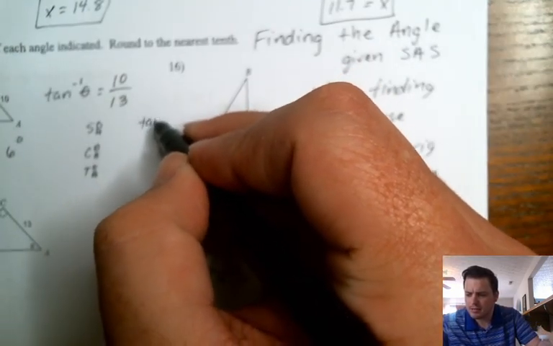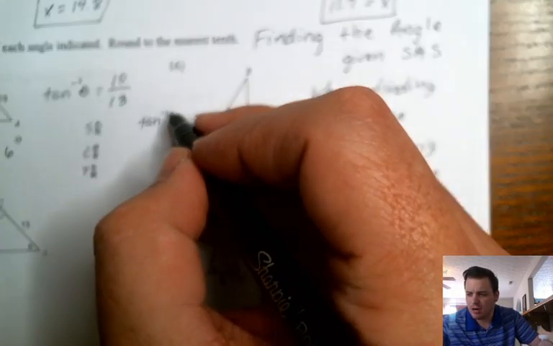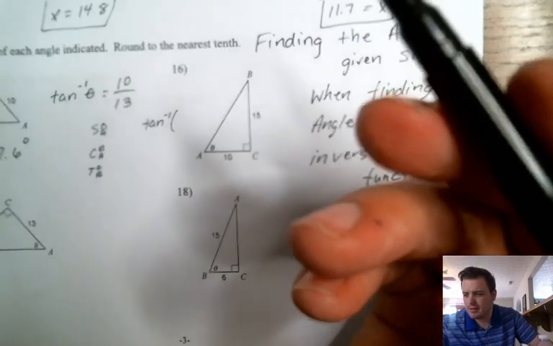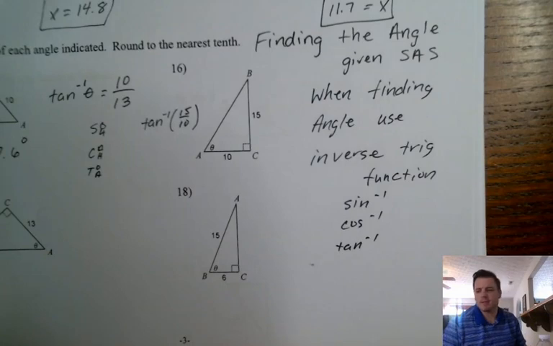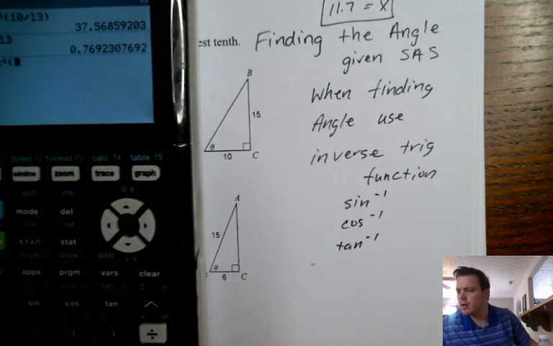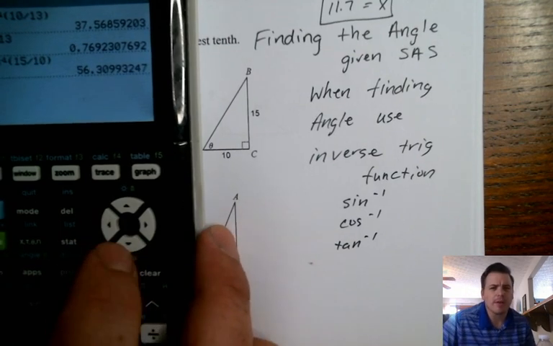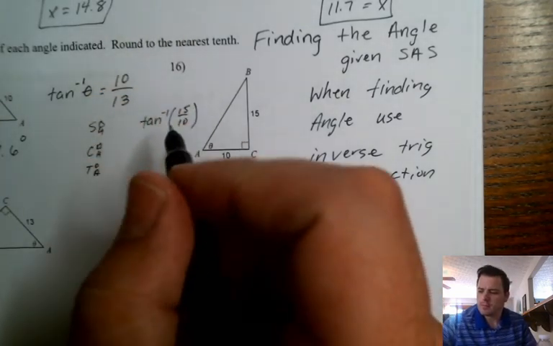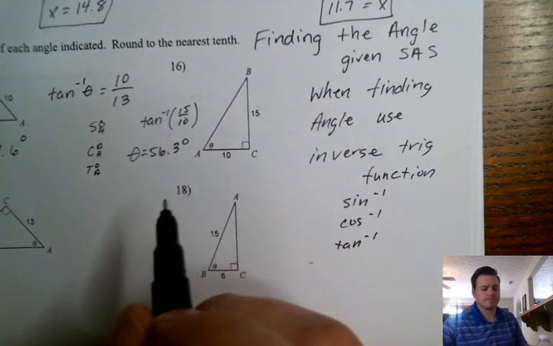So the inverse tangent, and really, guys, you can just write it like this: the inverse tangent of 15 over 10, because that's the way you'll type it into your calculator. The inverse tangent of 15, the opposite, divided by the adjacent, 10, is equal to 56.3. Theta is equal to 56.3 degrees.